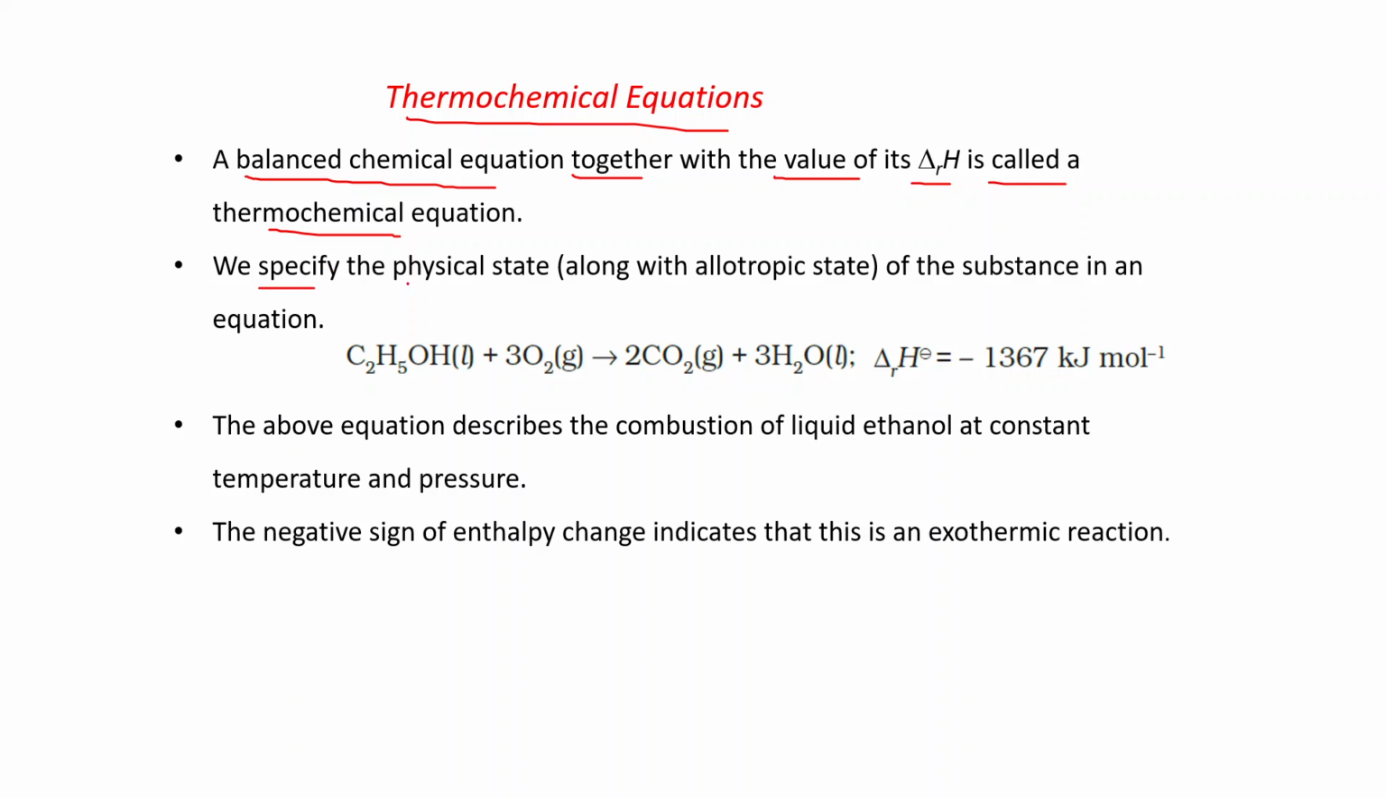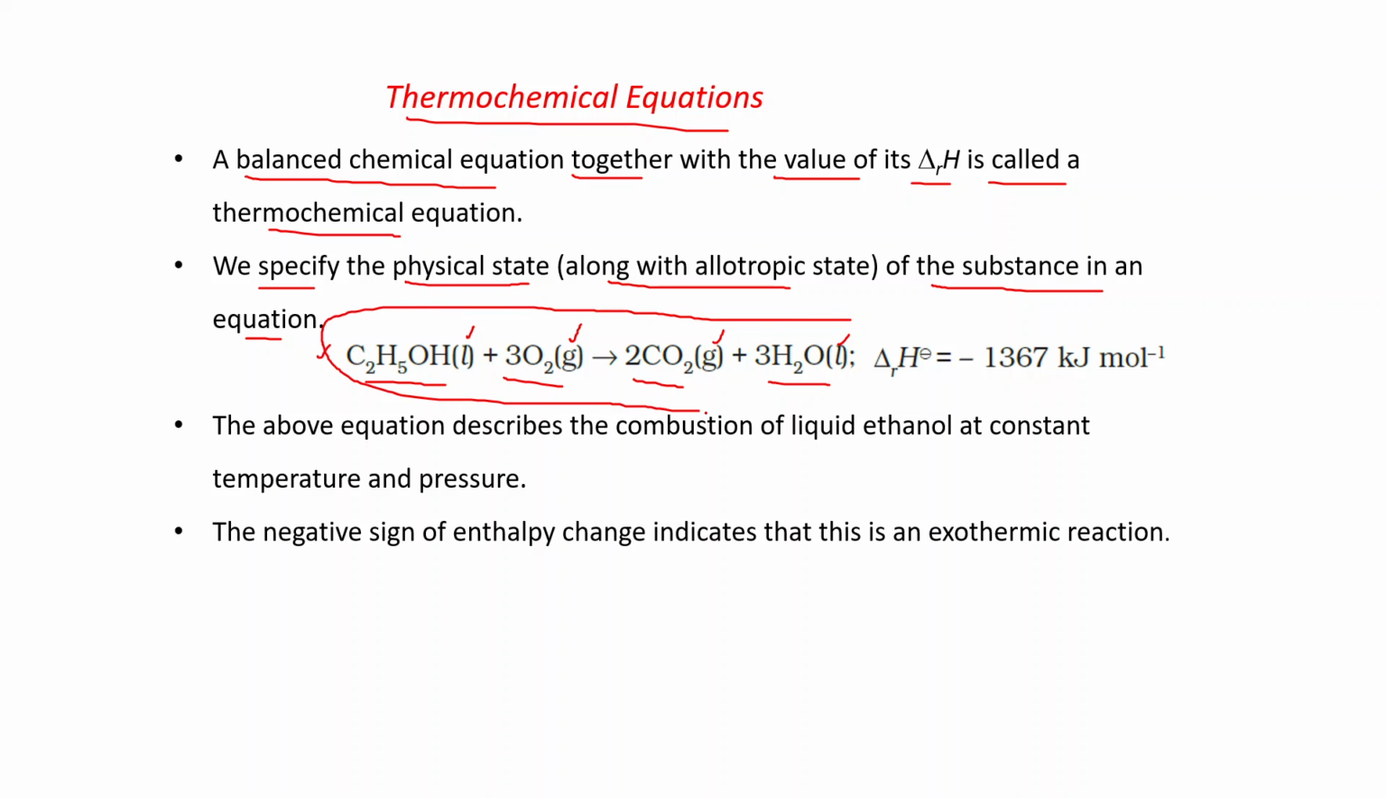We specify the physical state along with the allotropic state of the substance in an equation because as we change the physical state and allotropic state, the enthalpy of reaction also changes. Take one example: C2H5OH, that is ethanol in liquid state, plus 3O2 in gaseous state, gives 2CO2 in gaseous state, plus 3H2O in liquid state. This is a balanced chemical equation.